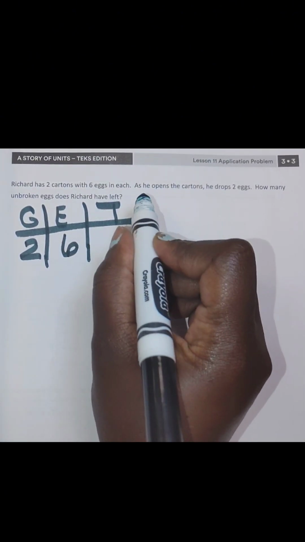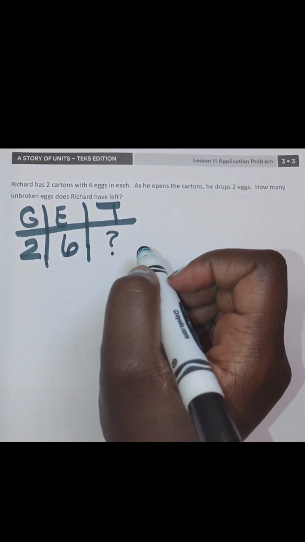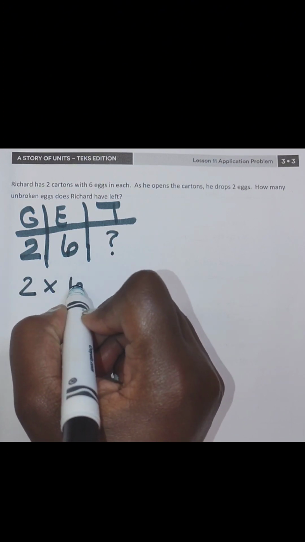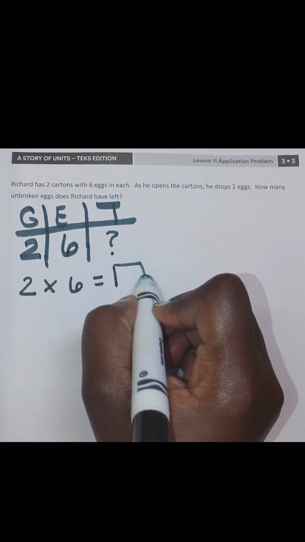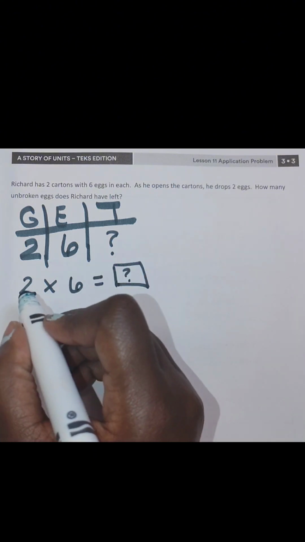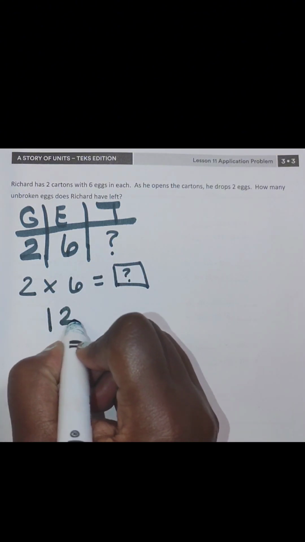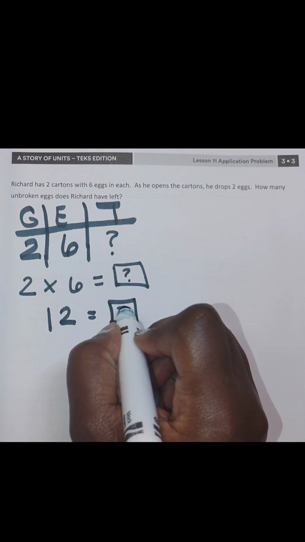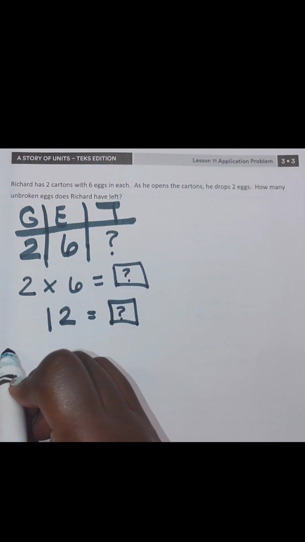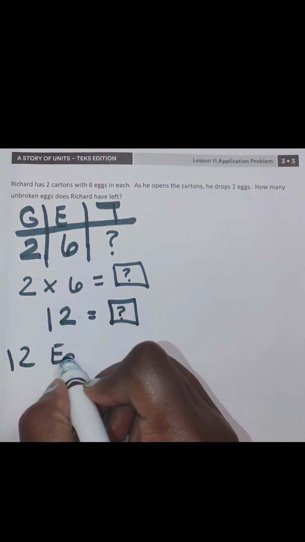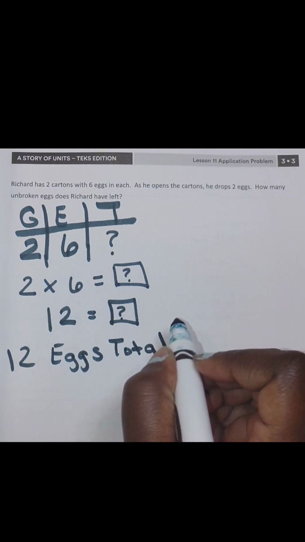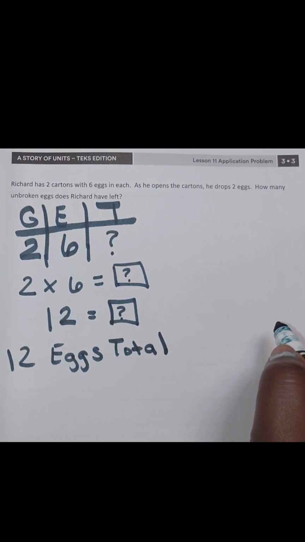All right. We don't know our total. So first we need to figure out how many eggs we have. Well, we have 2 times 6 eggs. That would give us our total. 2 times 6 is 12. So that means we have a total of 12 eggs. I have my students write it all the way out because when they write it out, they can see where they receive the numbers from, what the numbers mean.